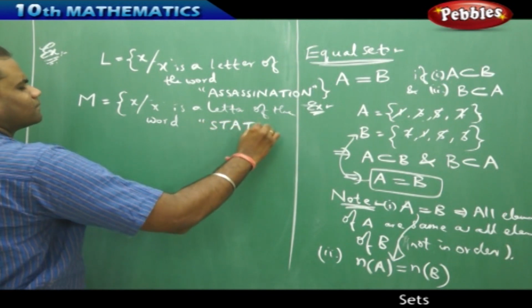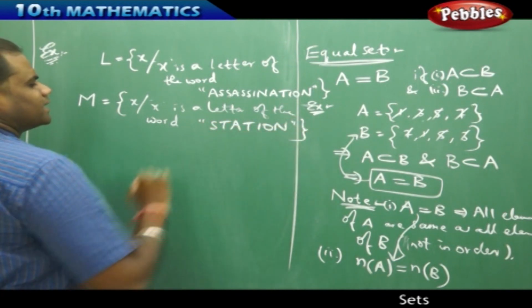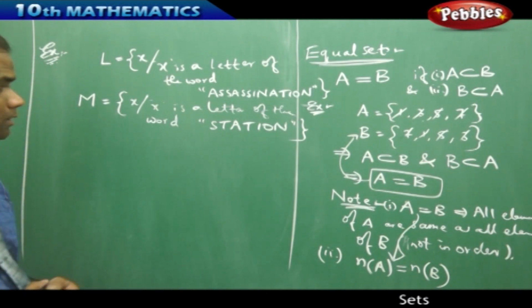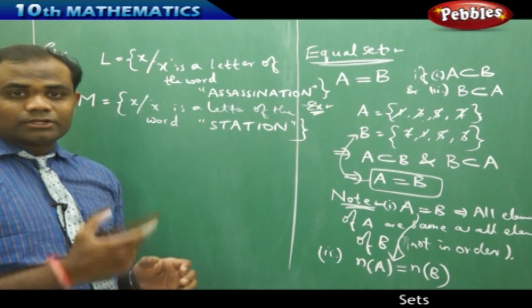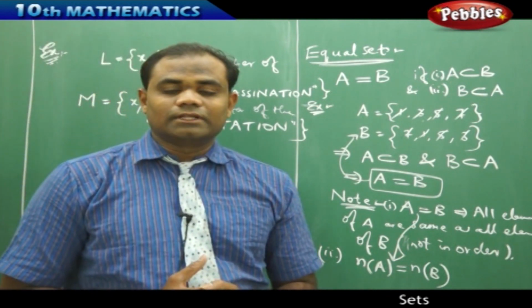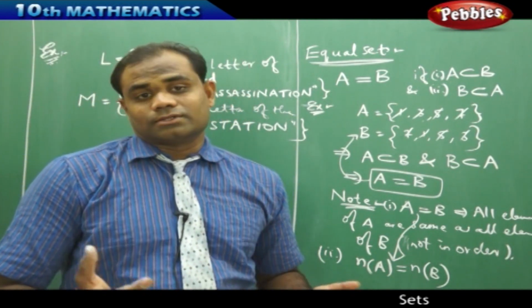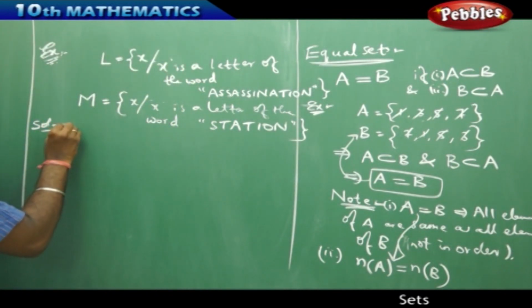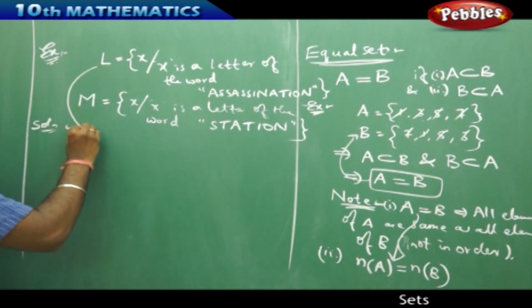station}. Now there are two different words taken in case of the two different sets L and M in set builder form. Now I want to convert them into the roster form and then identify whether the two sets are equal or not equal sets. So to start with, I want to convert the first set L into the roster form.